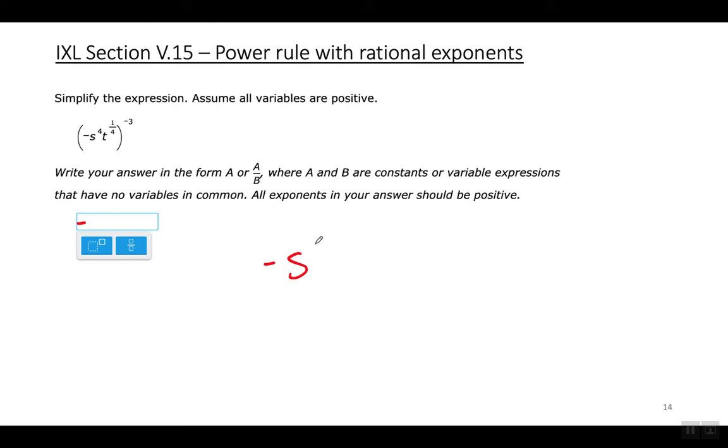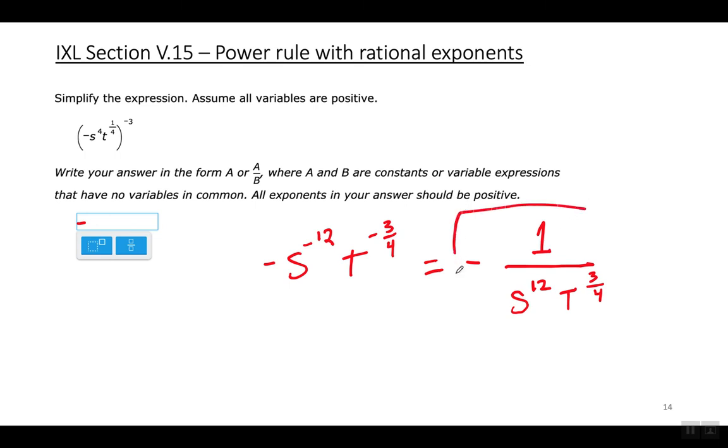All right, so I'm going to get negative s to the negative 12 power and t to the negative 3 over 4 power. Okay, now there's not much left to do. I just got to get rid of the negative exponents. So I'm going to have negative. I'm going to put s to the 12th power in the denominator, and that gets rid of the negative sign, and t to the 3 over 4 power also in the denominator, which gets rid of the negative sign. And if there's nothing on the top in the numerator, you put a 1, and that's my answer.